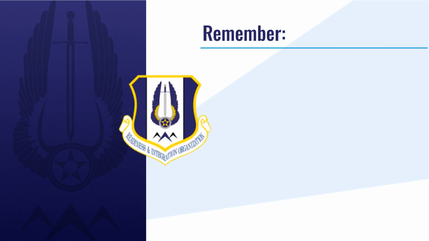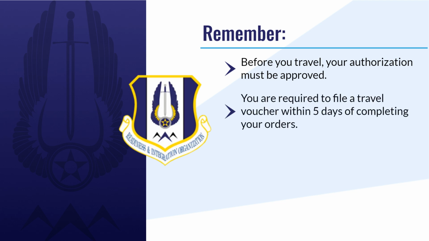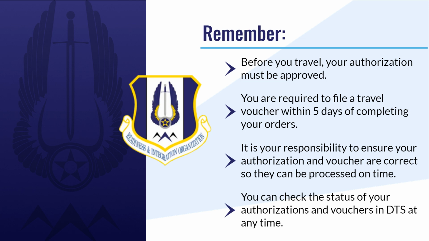Remember these items as you fill out your travel authorization and voucher. Before you travel, your authorization must be approved. You are required to file a travel voucher within 5 days of completing your orders. It is your responsibility to ensure your authorization and voucher are correct so they can be processed on time. And you can check the status of your authorizations and vouchers in DTS at any time.